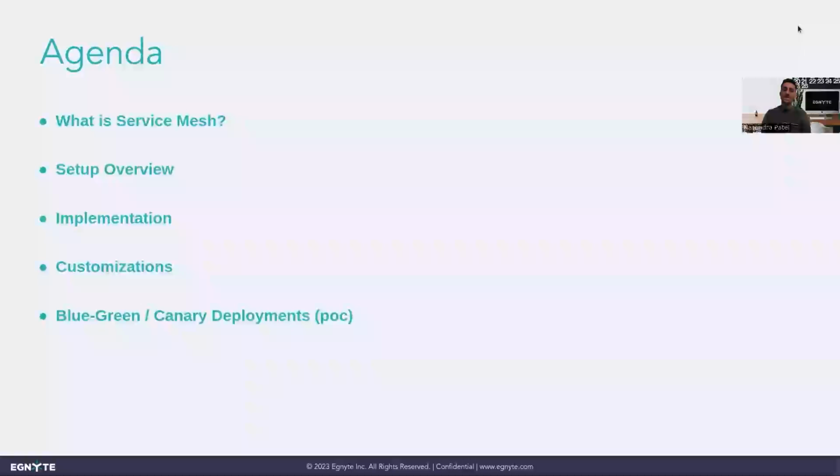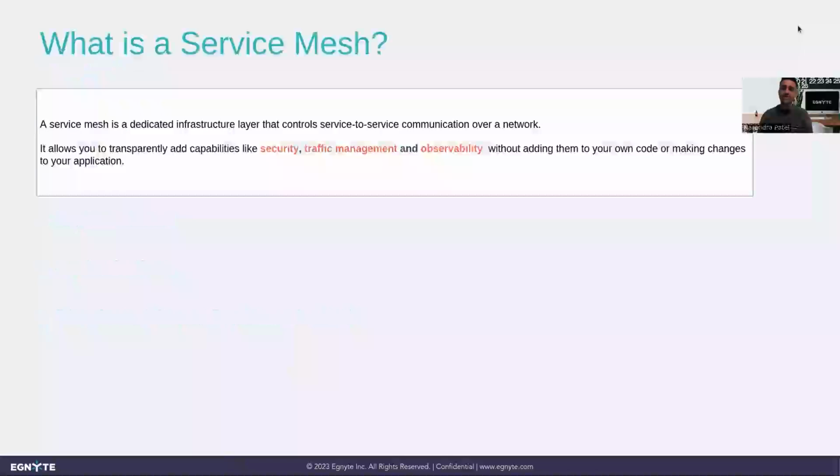The agenda for today's talk is we'll first start with establishing what is service mesh, and then we'll have a look at the setup for which we are implementing service mesh, and then move towards the implementation, where we'll discuss how we implemented this idea of service mesh into an actual solution. And then we'll have a look at the customizations or the fine tuning that we needed to do to meet our requirements for service mesh. And towards the end, we'll discuss a bit about the blue green or canary deployments POC that we did from service mesh. So moving on to the first one.